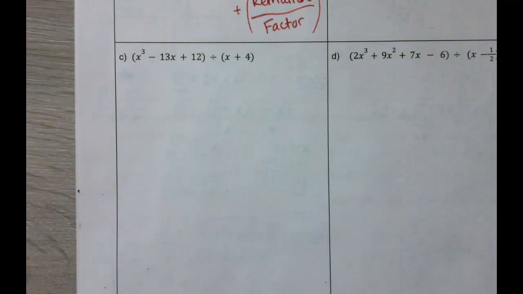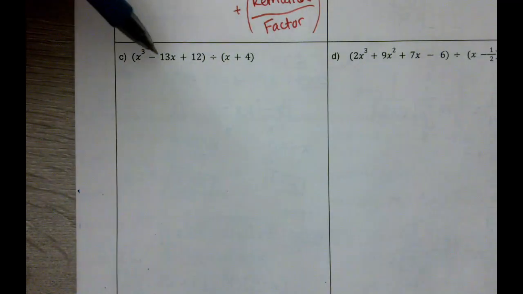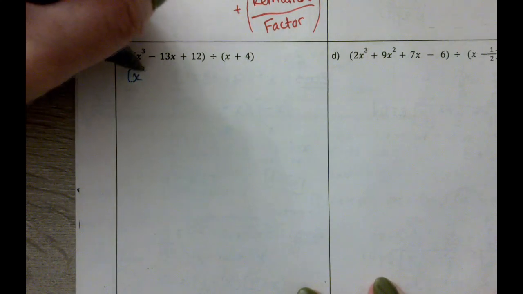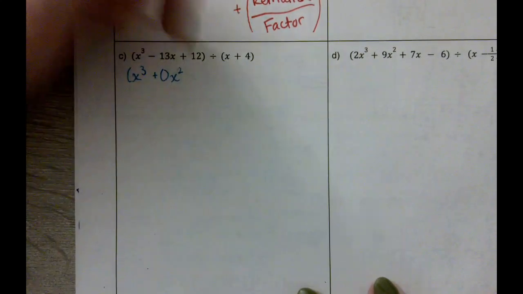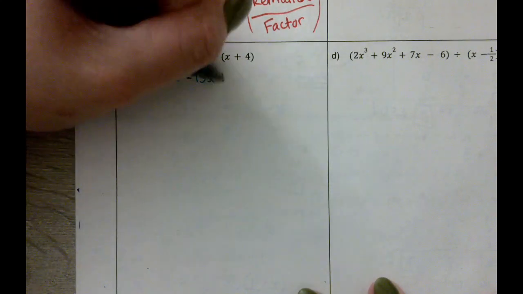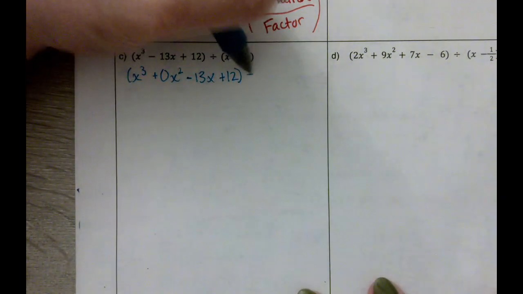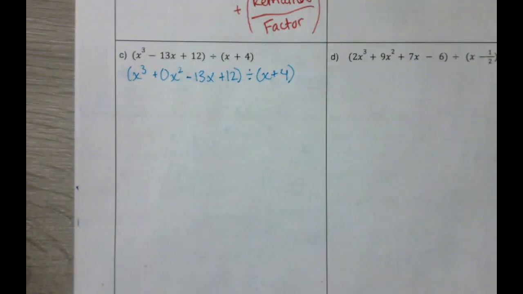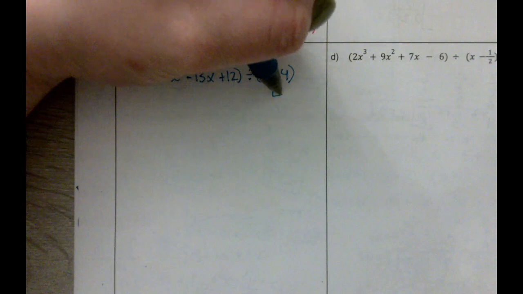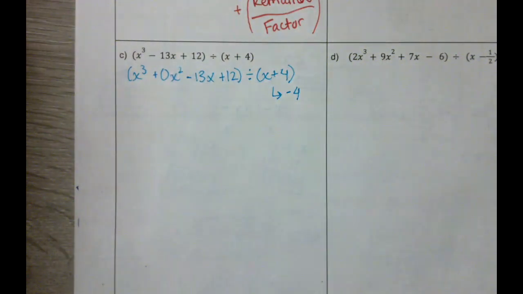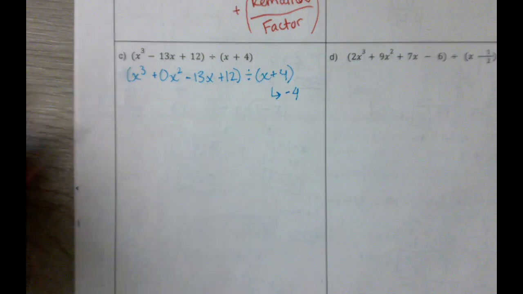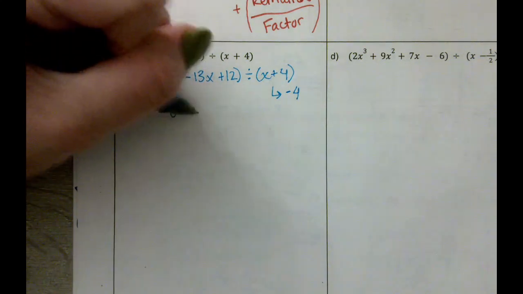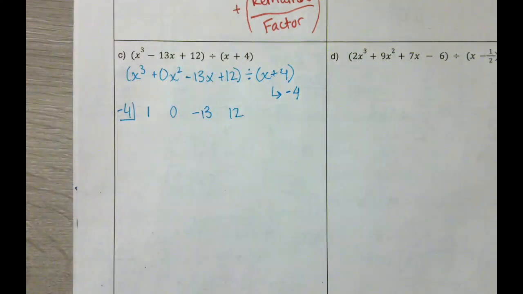2 more. C. X cubed minus 13x. So already I'm noticing we're missing an x squared, so let's rewrite that. X cubed plus 0x squared minus 13x plus 12, that is much better, divided by x plus 4. Now I can set up my problem, change the positive 4 to negative 4. And then we have 1, 0, negative 13, positive 12.